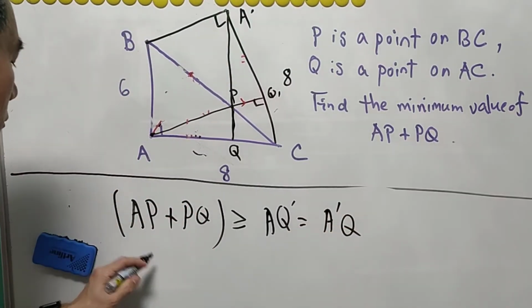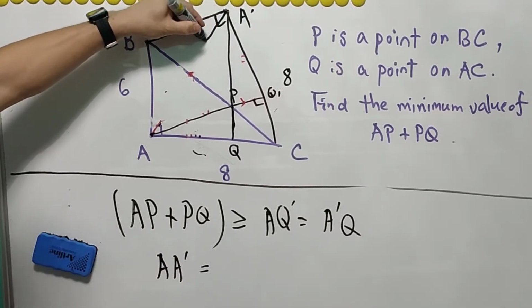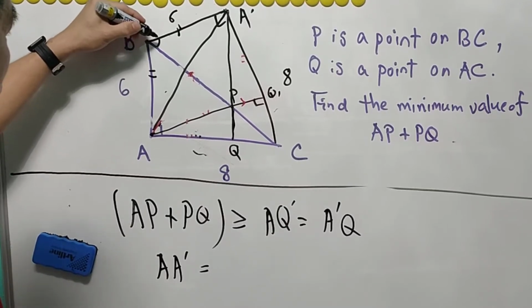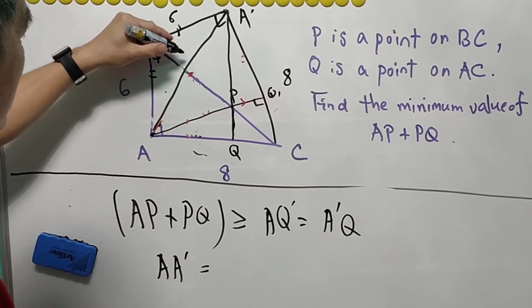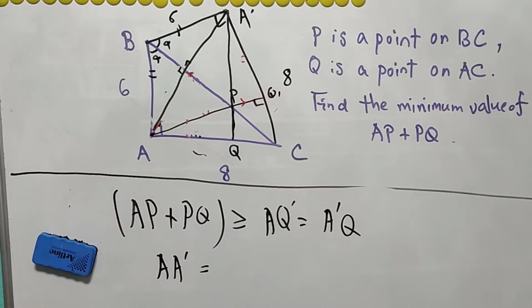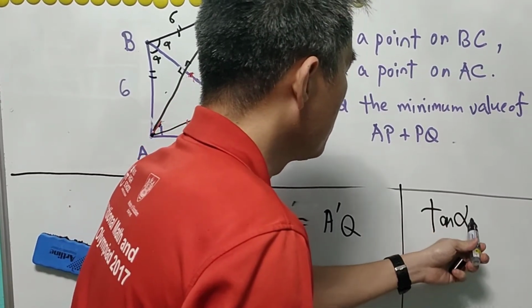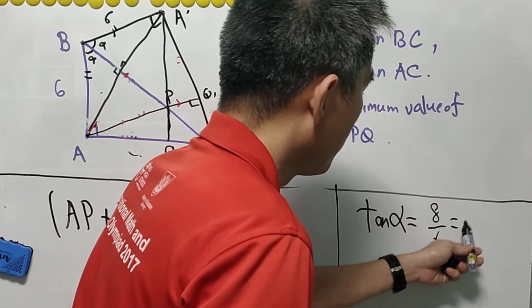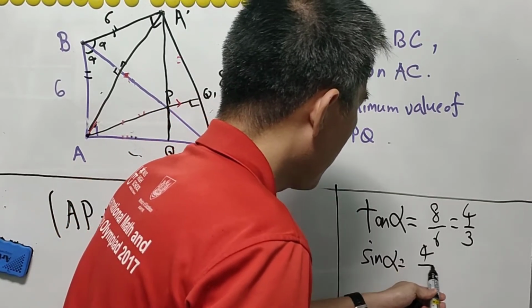In order to get that, we first try to find out what is AA prime. We join AA prime, because these two are of the same length, 6, and these two are of the same degree, say alpha, then it must be a 90 degree here. From the original triangle ABC, we know that tangent alpha equals 8 over 6, that is 4 over 3. And this means that sine alpha will equal 4 over 5.